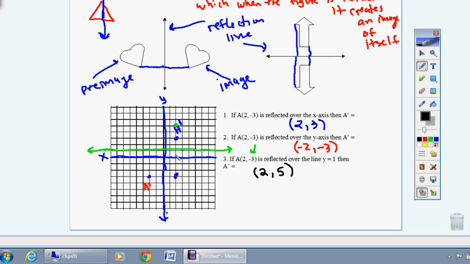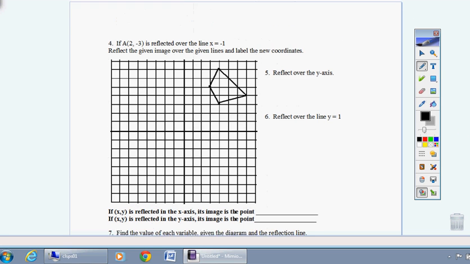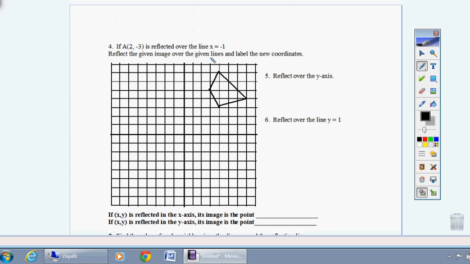Alright, over 2, up 1, 2, 3, 4, 5. So those are examples of how you reflect points. Alright, let's go to the second page here. It has one more point, so we're going to have to go back to the previous page. It has one more question referring to the previous graph.